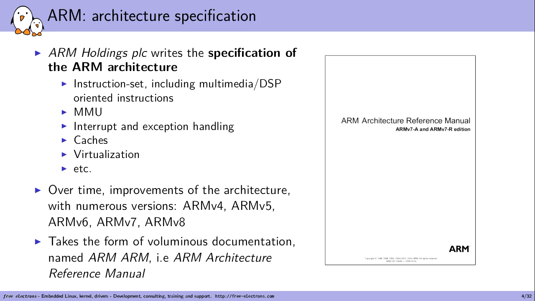It's a document called the ARM Architecture Reference Manual. And it's, as you can imagine, a fairly voluminous documentation, but that's only documentation. Over time, they've made this architecture evolve. So we've got ARMv4, ARMv5, ARMv6, ARMv7, ARMv8, which is the latest one. But again, it's really just a specification on how a CPU can work.